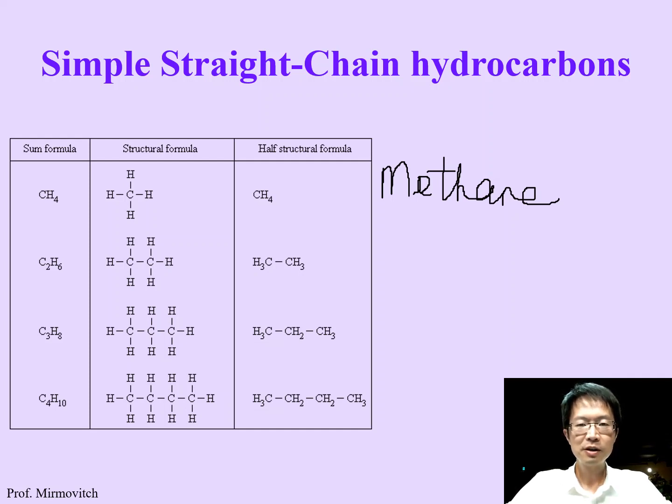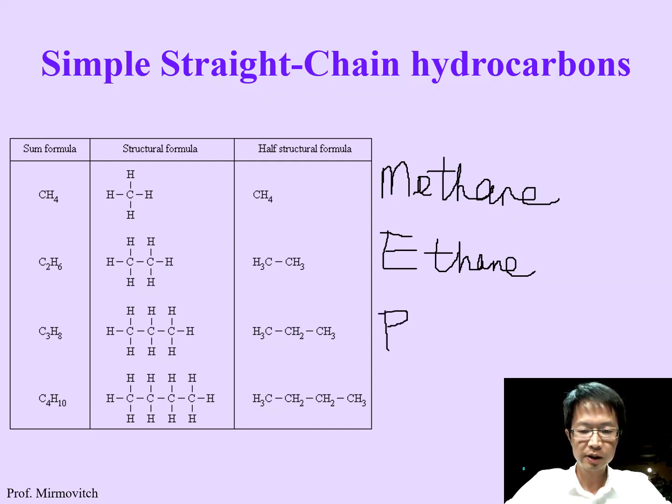The second molecule, we have 2 carbon, so we call it ethane. Start with E. The third one has 3 carbon, we call it propane. This propane is the same propane gas in the gas canister, the propane canister, that we use for barbecue.